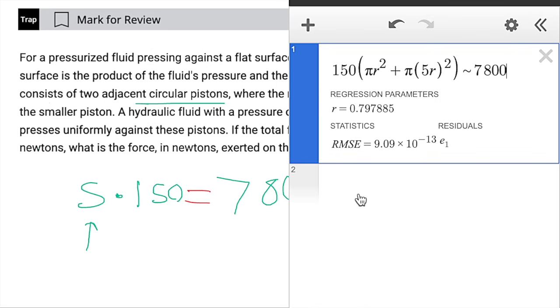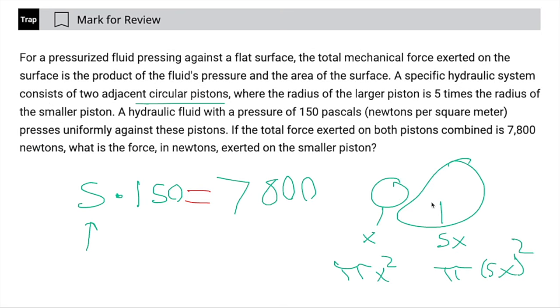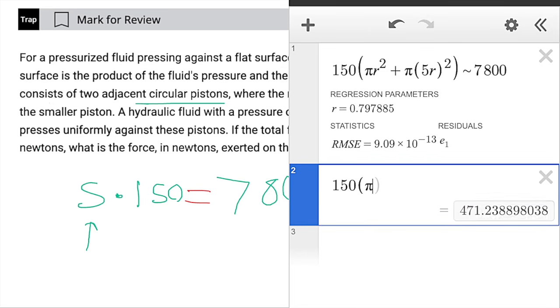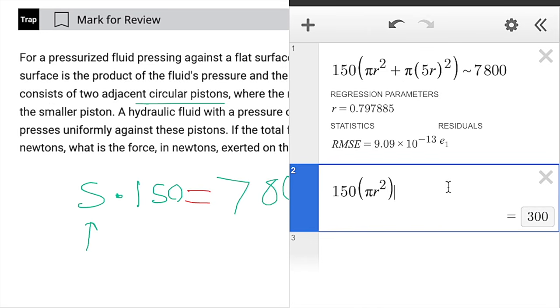Very cool. So going back to the question at hand, it was asking about force exerted on just the smaller piston. So remember, the smaller piston is just going to be the pi r squared. So in another line, now that we know what r is, we can simply say 150, our pressure, times pi r squared. And that is going to give us our answer, which is 300.